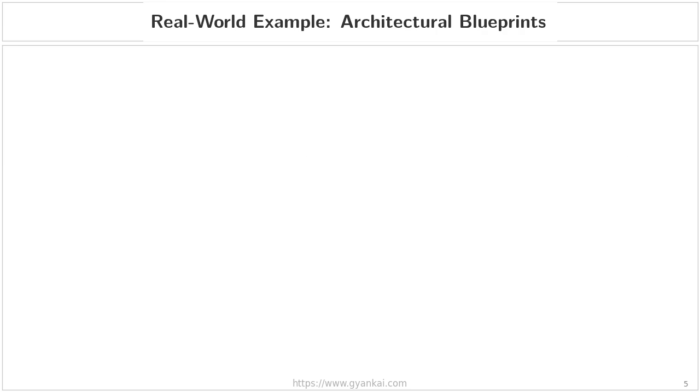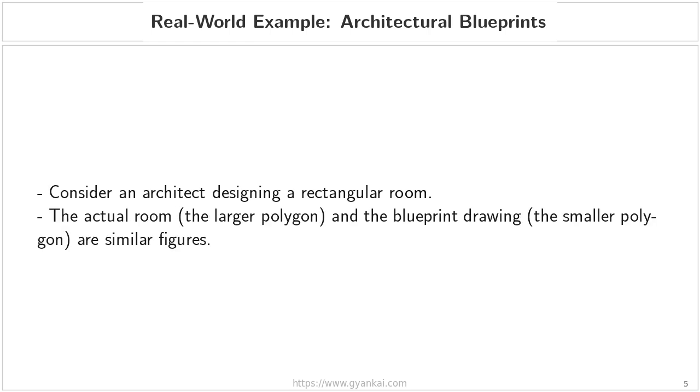Real-world example, architectural blueprints. Imagine you are looking at an architect's desk. An architect is designing a rectangular room, and to do this, they use a blueprint. If we think about this geometrically, the actual physical room is our larger polygon, while the drawing on the blueprint is our smaller polygon. Because the blueprint is simply a scaled-down version of the real room, these two rectangles are intended to be similar figures.